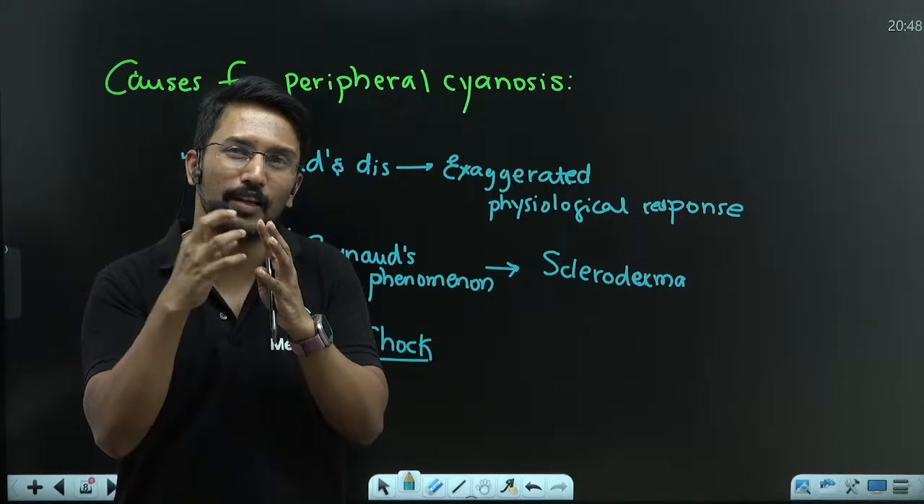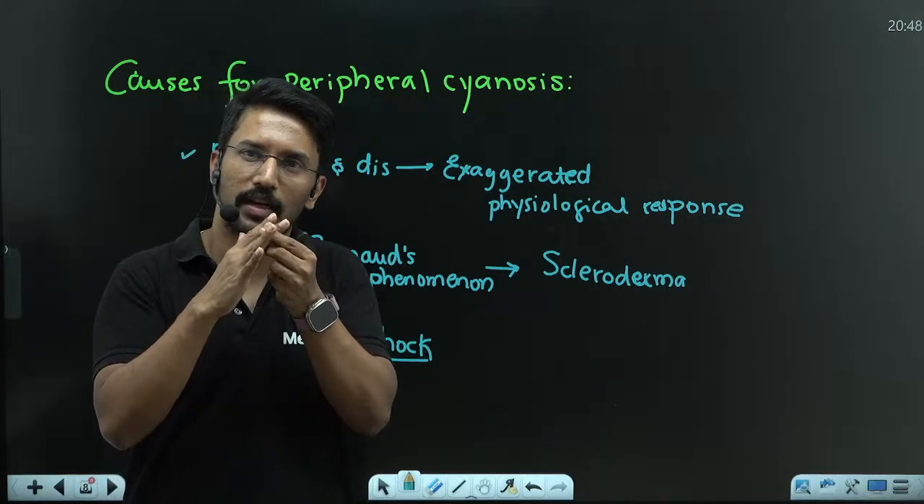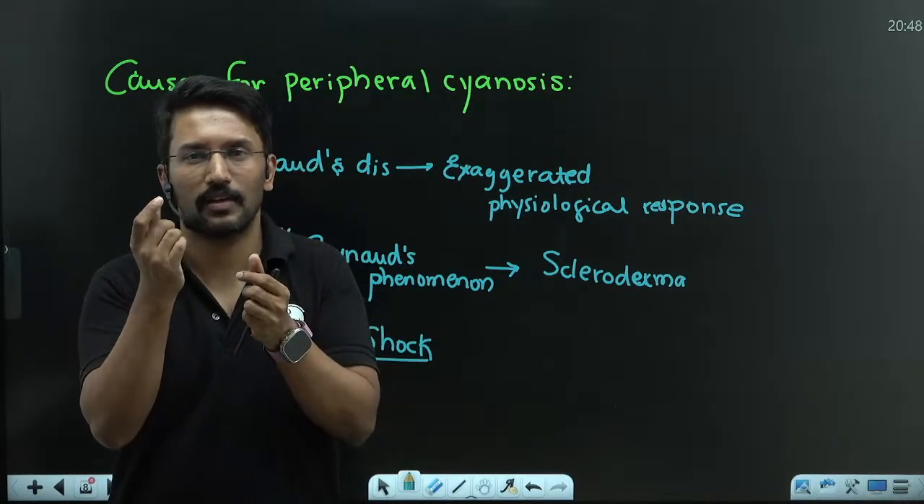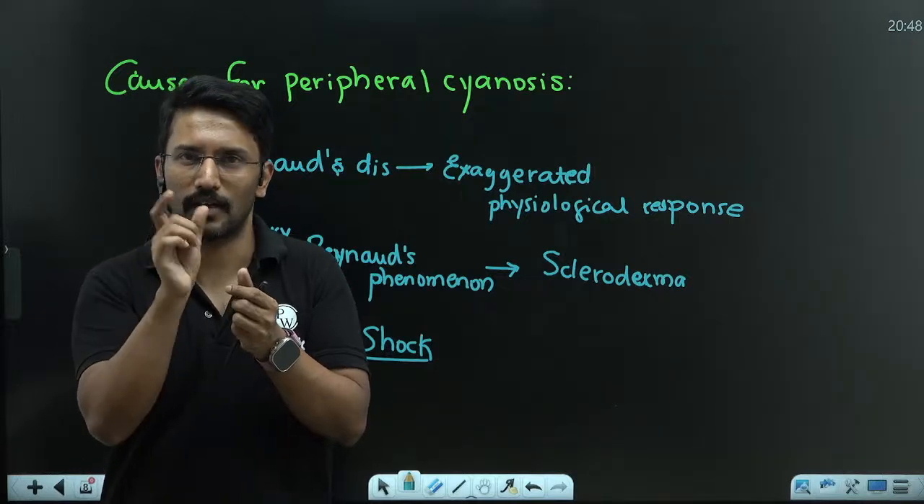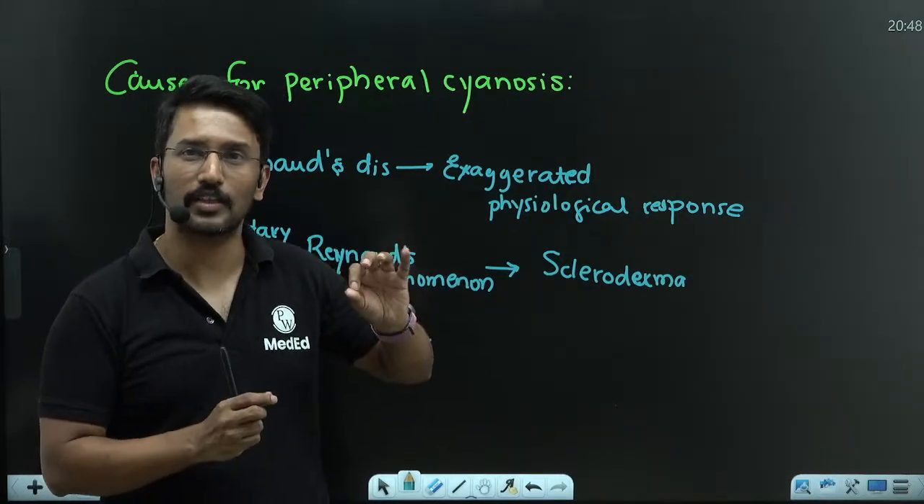Eventually, ulcers heal with fibrosis. So the skin starts becoming tighter and tighter, and this tightness of the skin is what we call scleroderma. Derma means skin, sclero is fibrosis or tightness. So these patients have tightness of the skin.